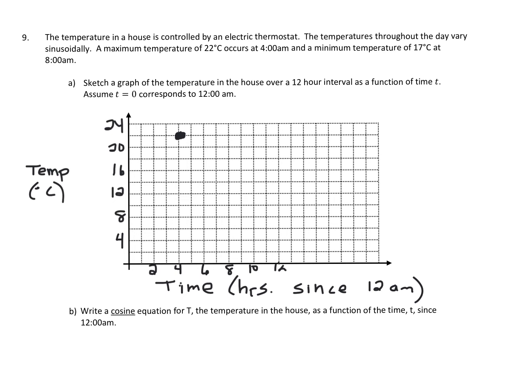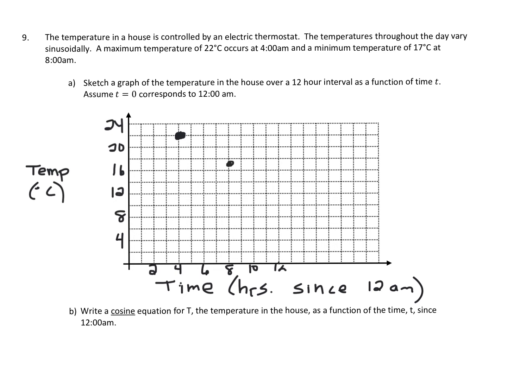Now, it also says a minimum temperature of 17 degrees occurs at 8 a.m. So at 8 a.m., we're going to go up to 17. So if this is 16 and this is 18, 17 is going to be midway between them. All right, so there we go.